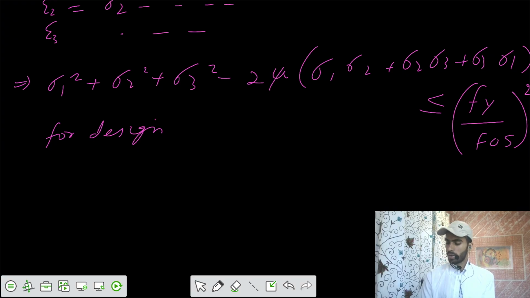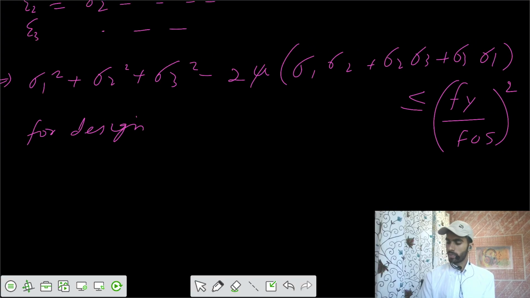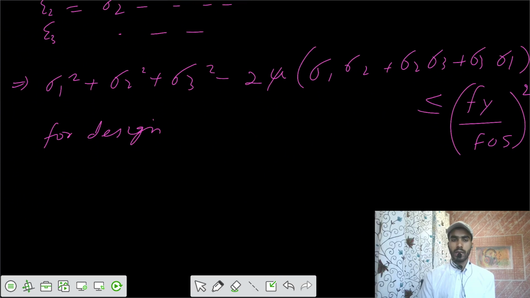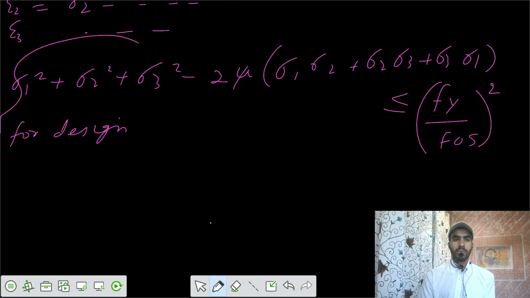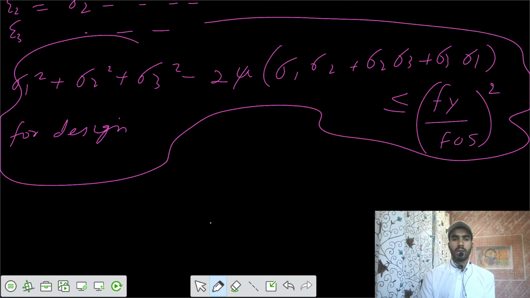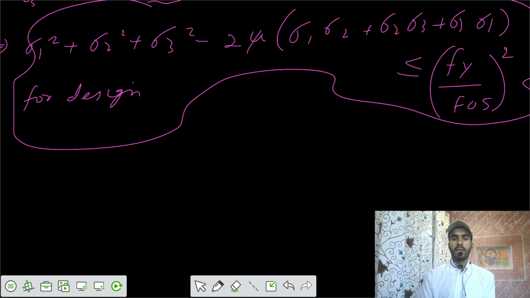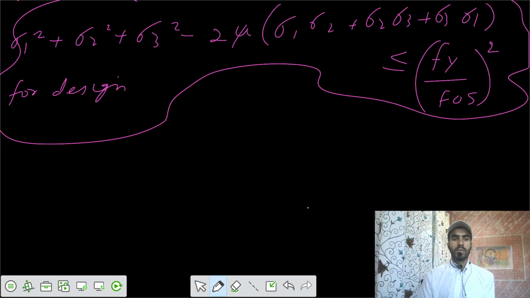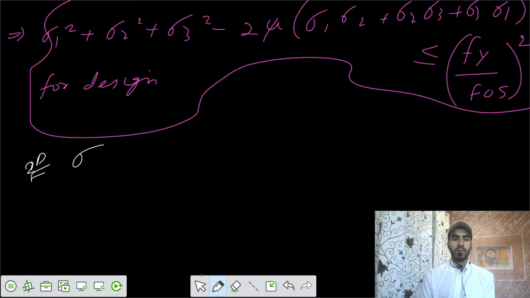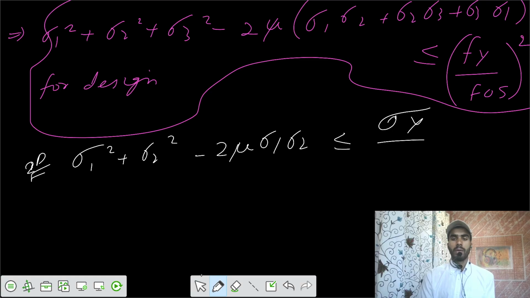So this is our conclusion from the results. This is the conclusion that this is for the 3D case, sigma 1 square and so on. If you say for the 2D case, that means sigma 1 square plus sigma 2 square minus 2 mu sigma 1 sigma 2 should be less than or equal to, we can write, sigma y by factor of safety, whole square.